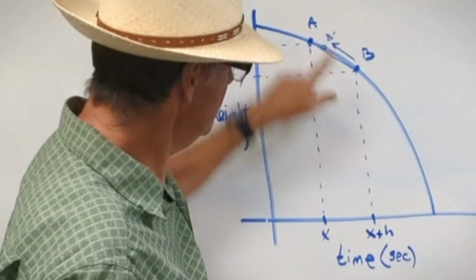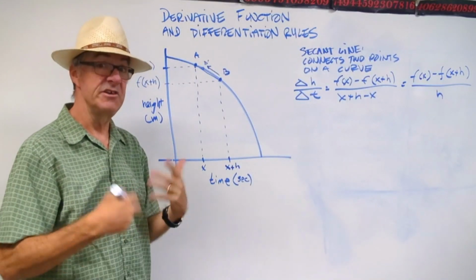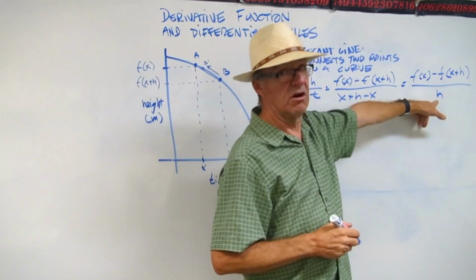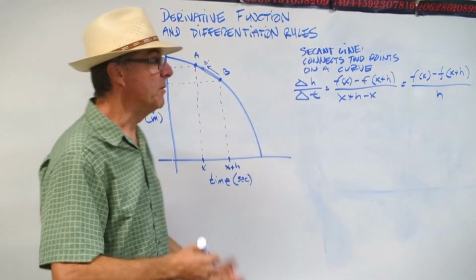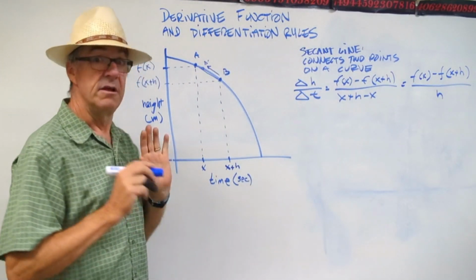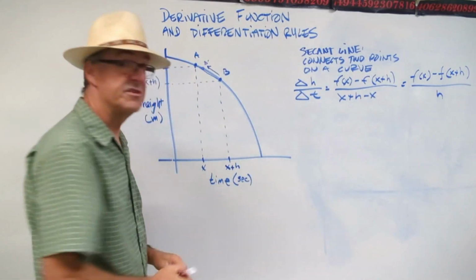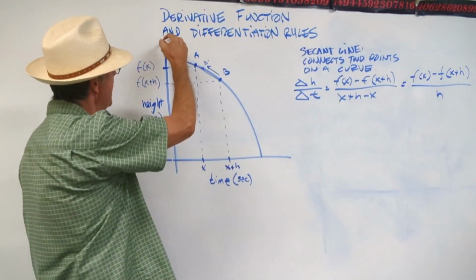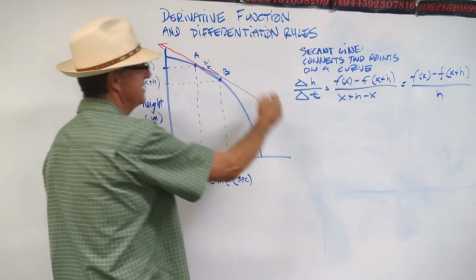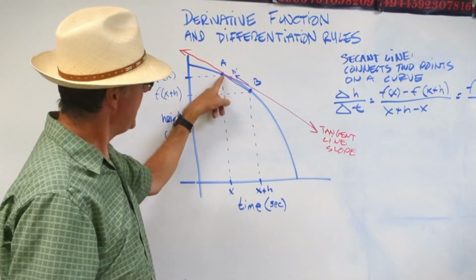So what we're going to do is make h smaller and smaller and smaller until it gets very close. Now here's the idea of a limit. We can't make h 0 because we'd be dividing by 0, but we can make h very, very close to 0. Here's what we're trying to find: the slope of a tangent line at a. That tangent line slope is our instantaneous rate at a.